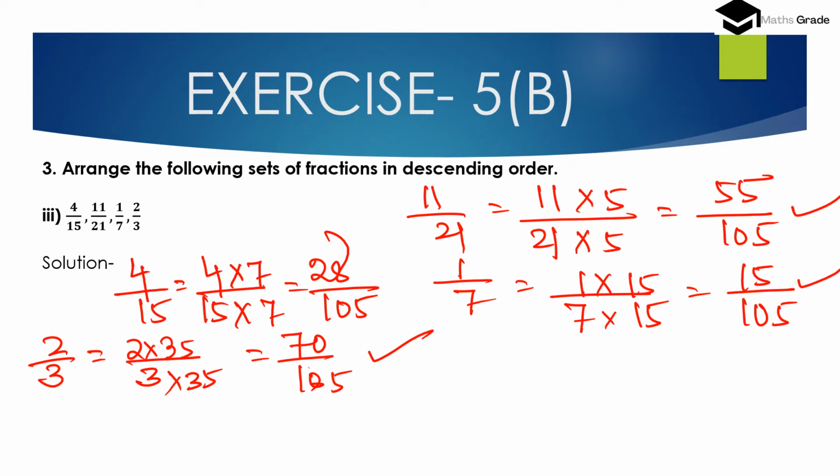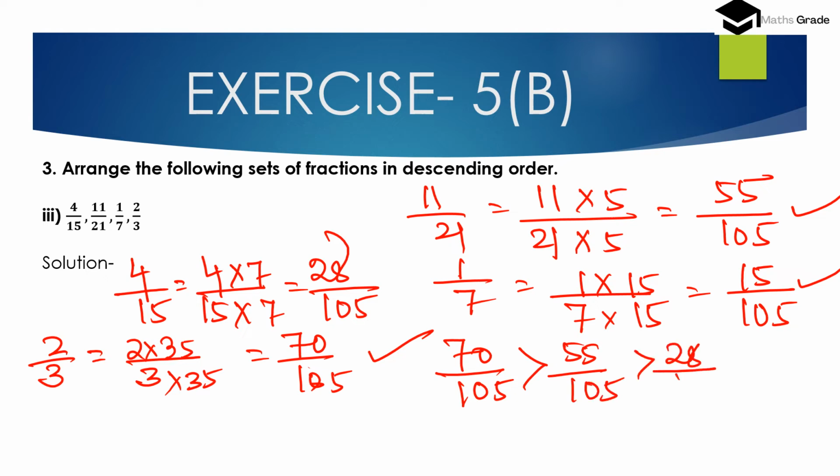Now we got all the denominators of these fractions equal, that is 105. So when we compare fractions having equal denominators, that is like fractions, we have to compare the numerators. The fraction having the bigger number in the numerator is the largest fraction. So here 70 is the bigger number, so 70 divided by 105 is the greatest fraction. Then 55 divided by 105, then 28 divided by 105, then 15 divided by 105.